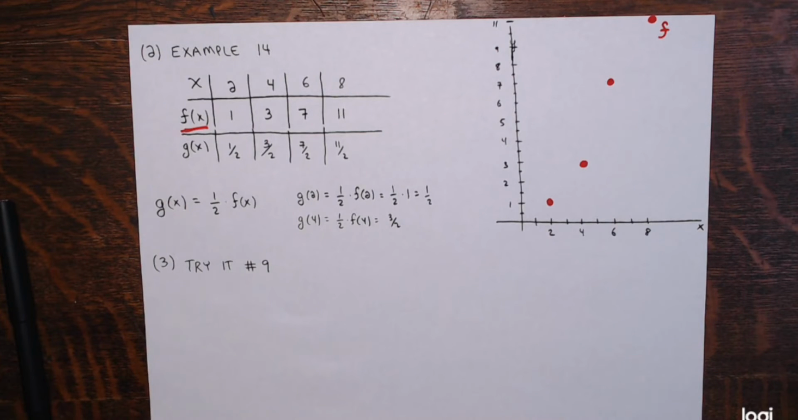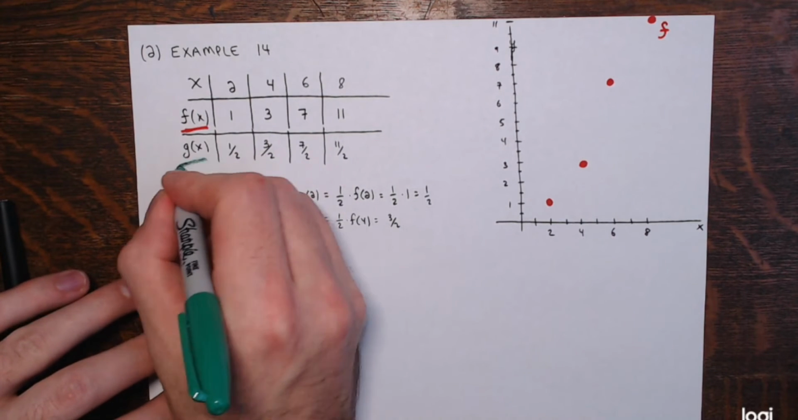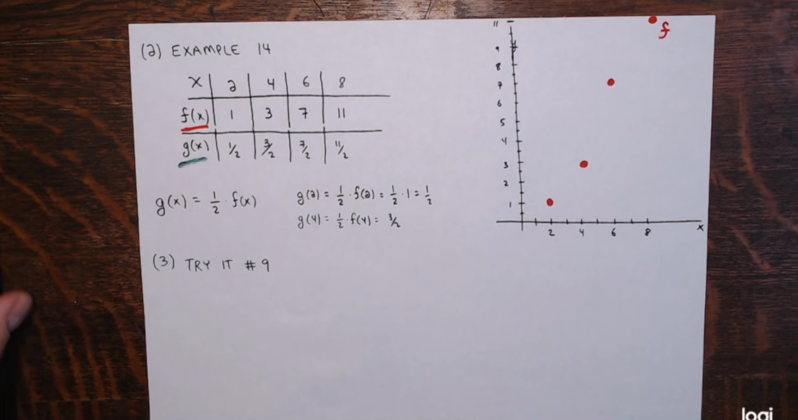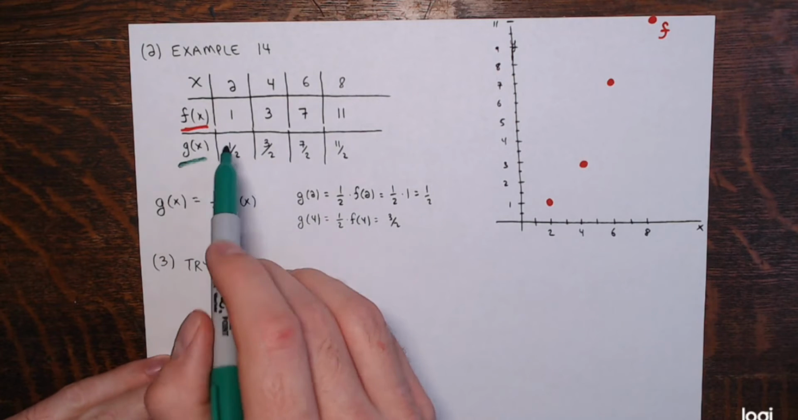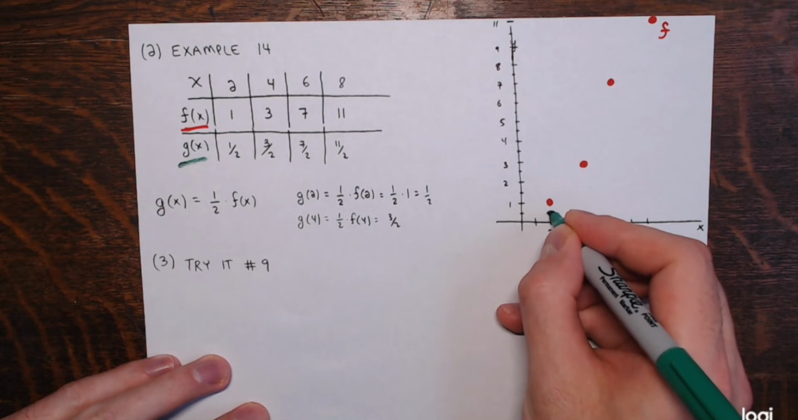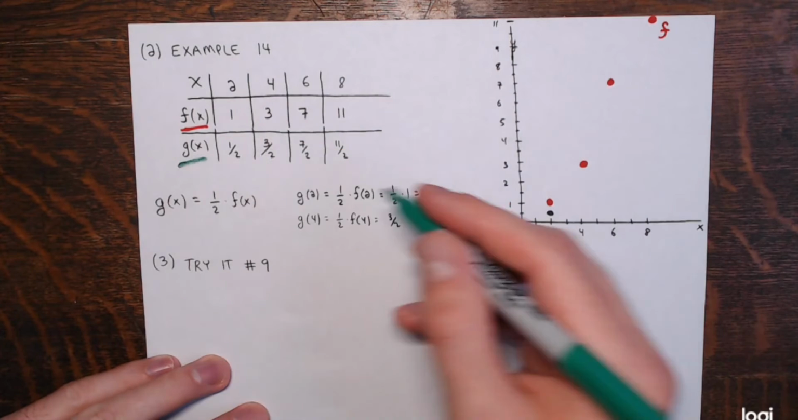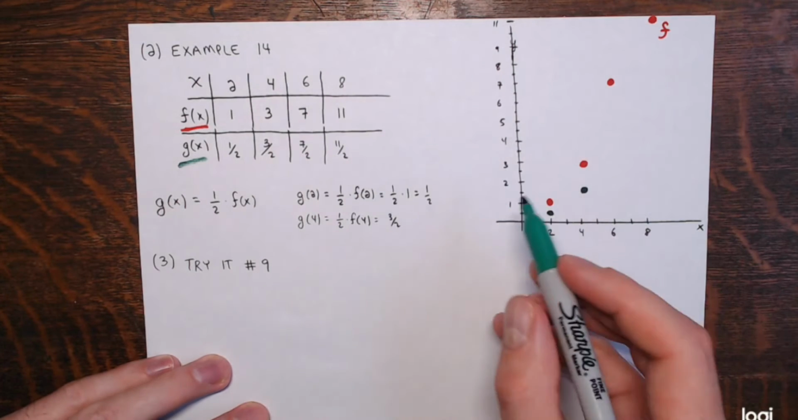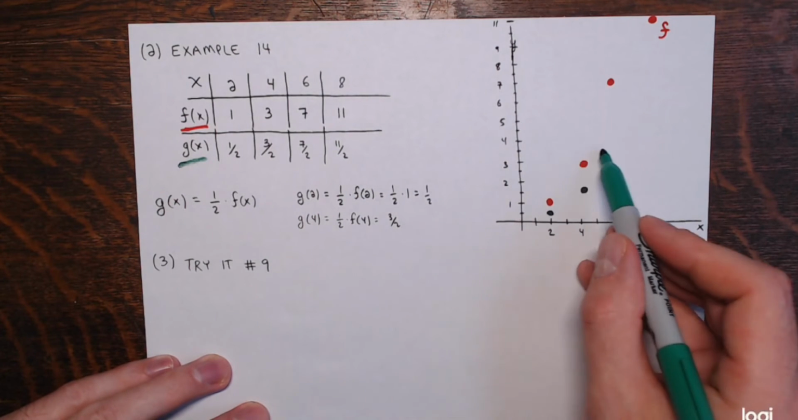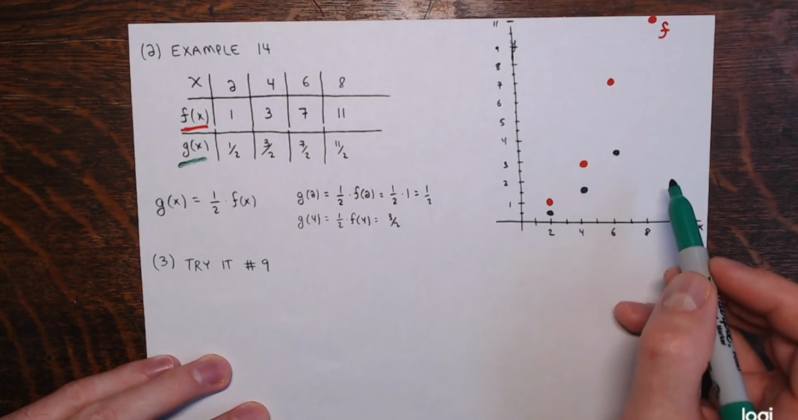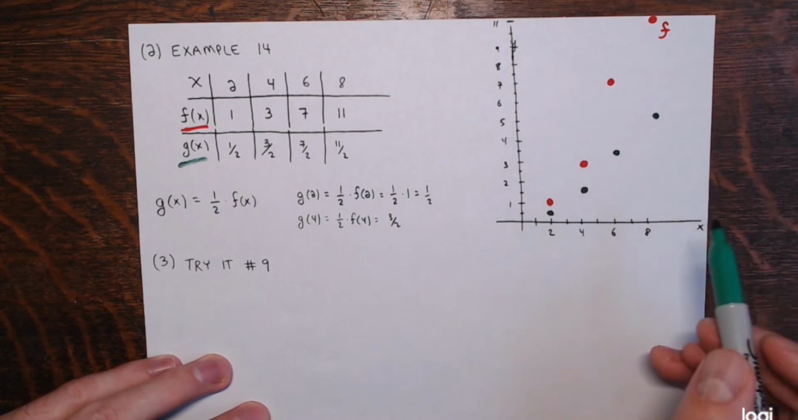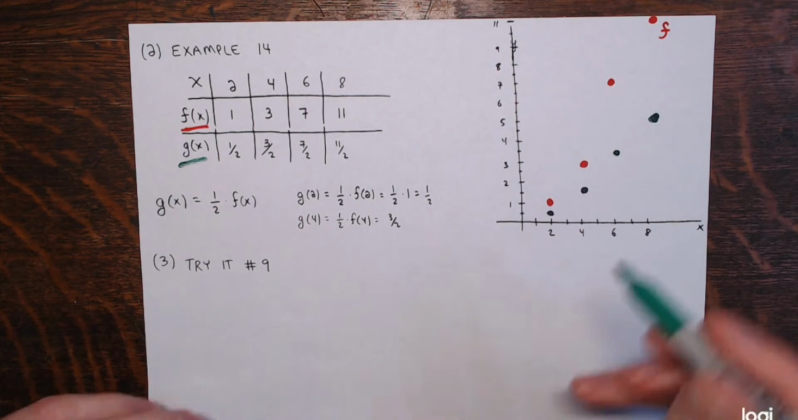All right, and then I'm going to plot in green. And again, if you can't see red or green, I apologize. Hopefully you can tell the difference between the colors. Input 2, output a half, so a half is like here. Input 4, output 3 halves, or 1 1/2, so like here. Input 6, output 7 halves, which would be 3 1/2, so about here. And input 8, output 11 halves, which would be 5 1/2, about here. And there's the graph of g.